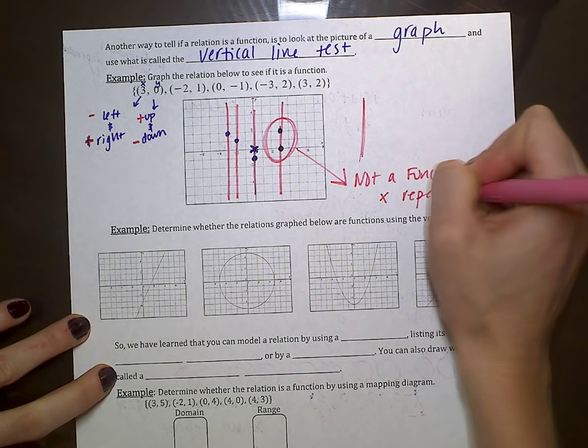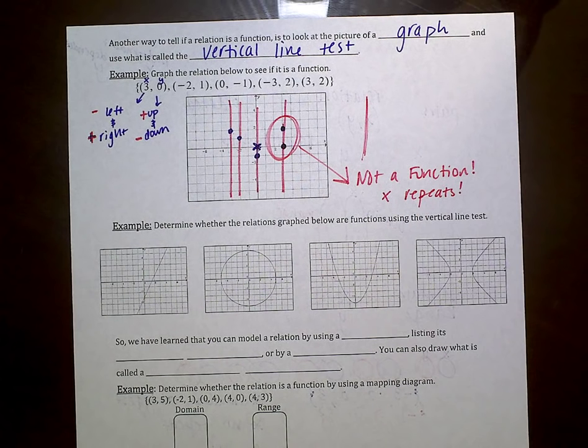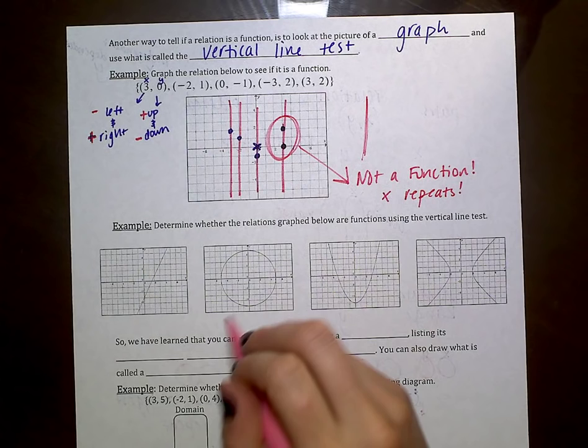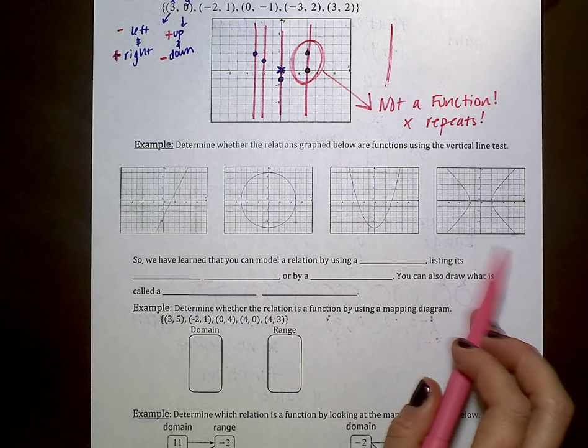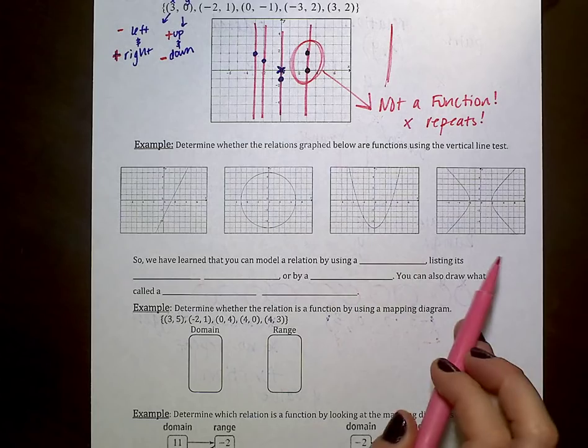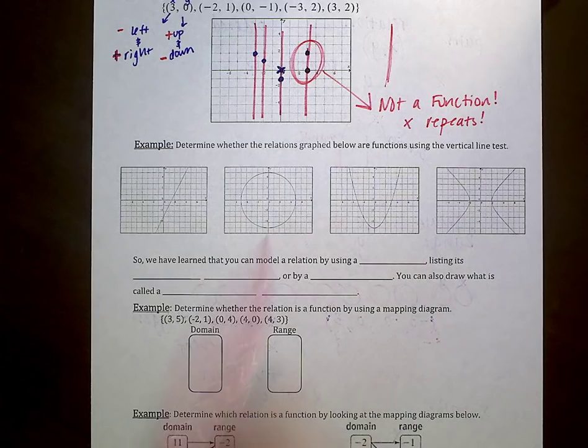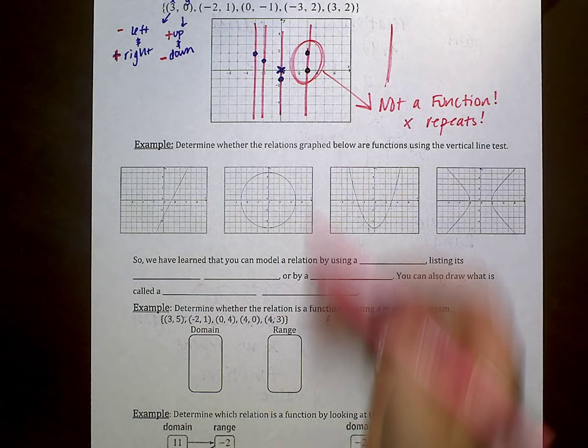I can tell that if my vertical line hits 2 points, this is not a function. So sometimes a relation is just given to you by the graph. They don't tell you the ordered pairs or the table, but you could still answer whether it was a function or not, whether it was a specific relation, by using this vertical line test.